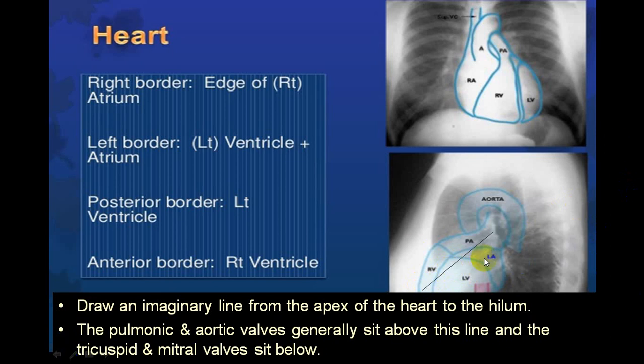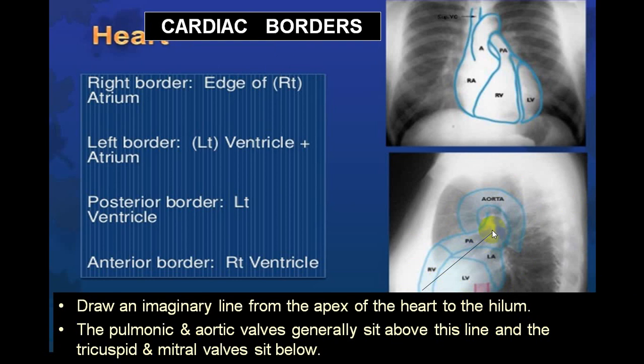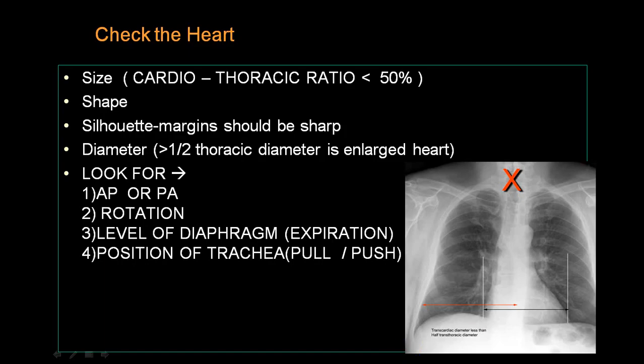So in a lateral view, if you identify a prosthetic material, try to identify which valve it is. That can be identified if you know this. Again, if you draw an imaginary line from the hilum towards the apex, above this line is the pulmonary and aortic, below the line is the mitral and tricuspid. So just remember those two.